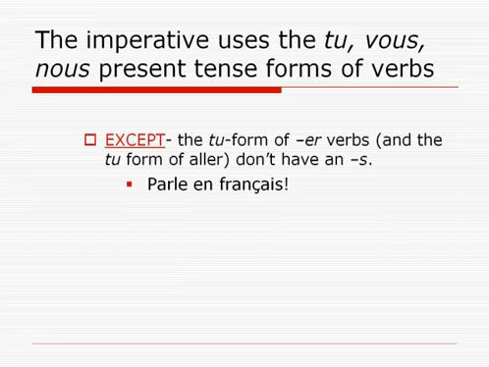So if I'm talking to one person and I want to say, speak in French, I would write it as parle en français. Typically, the tu form of the verb parler ends in ES, but since this is a command, I drop the S and I just write parle. Here's another example. If I'm talking to one person and I say, go to the board, then I would drop the S in vas. It still sounds the same, but in writing I would drop the S in vas and just write va, V-A.